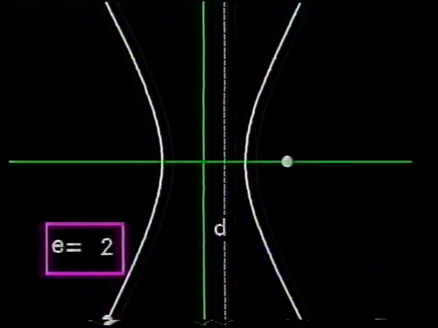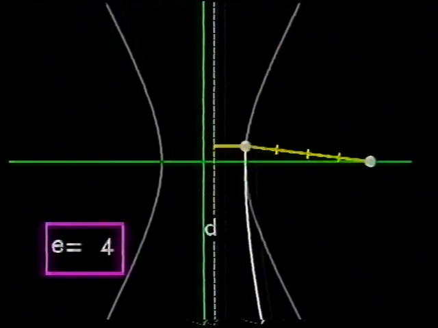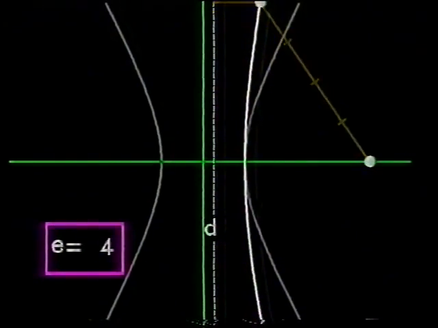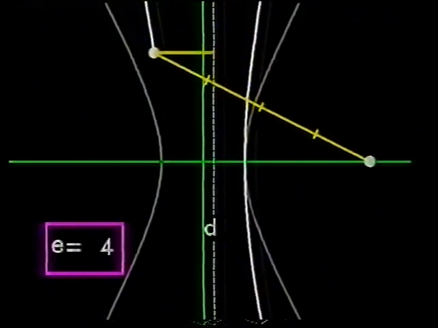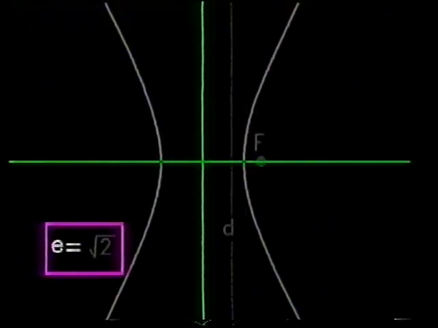So there's our hyperbola with eccentricity 2. Now we'll draw another hyperbola with larger eccentricity, but which passes through the same points on the x-axis. We'll take e equals 4. Of course, we'll need a new focus and a new directrix. And here's the locus corresponding to this larger eccentricity. Now let's do one with smaller eccentricity, say root 2.